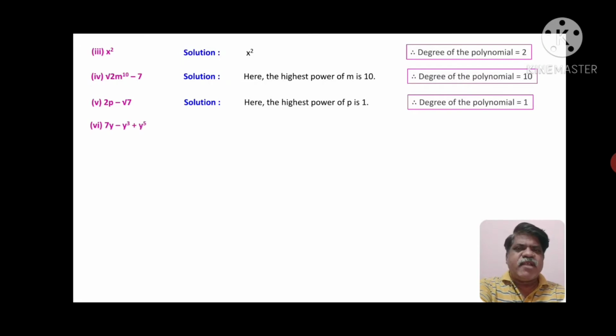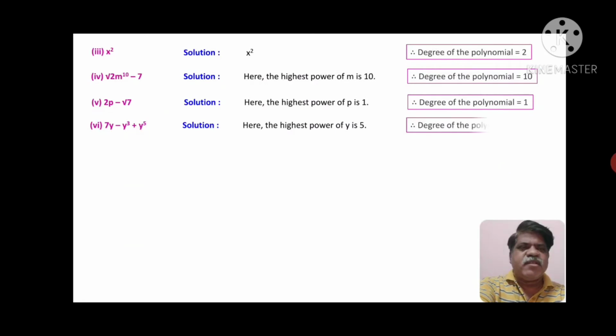Sixth, 7y minus y cube plus y raised to 5. Here you can see that the highest power of y is 5, therefore the degree of the given polynomial will be equal to 5. Now the seventh one, xyz plus xy minus z.